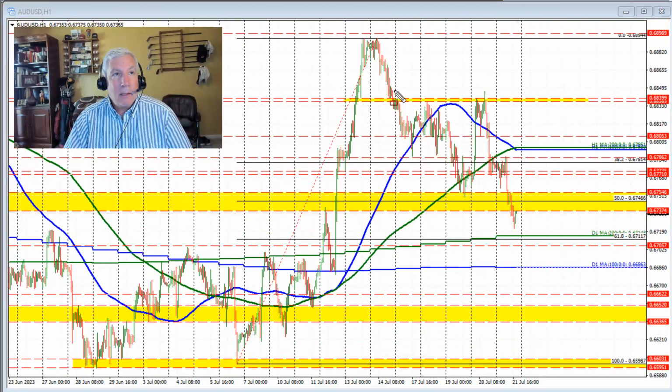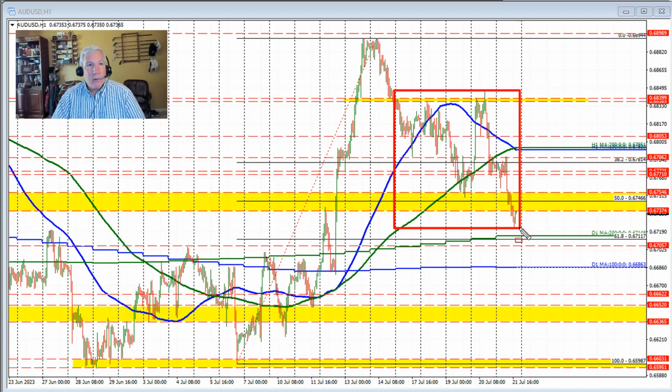I'm going to take a look at the Aussie versus US dollar as we head toward the end of the week and into the new trading week next week. Looking at this currency pair, I'll put a box around the trading range for this week and then talk to that box. What we saw earlier in this week was moves up and down on Monday and Tuesday.